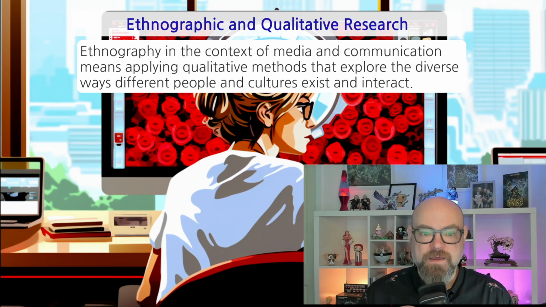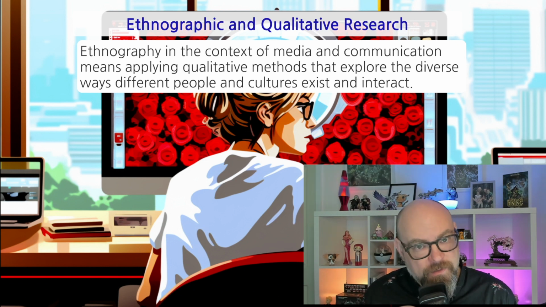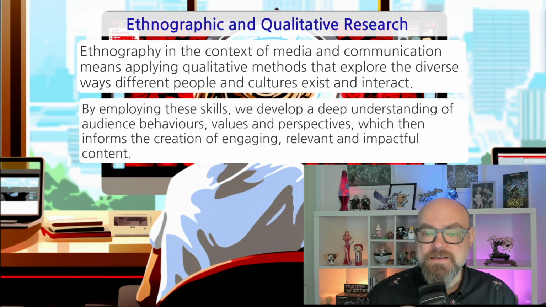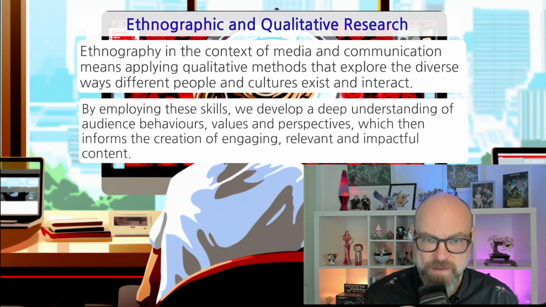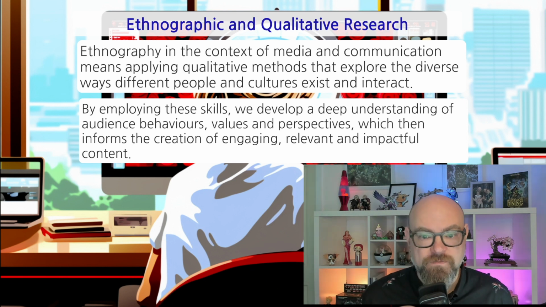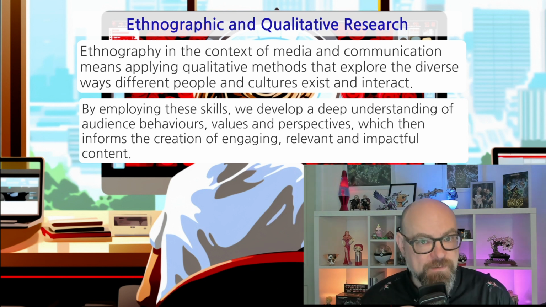Remember that the term ethnography in the context of media and communication means applying qualitative methods that explore the diverse ways of different people and different cultures, the way they exist and the way they interact. By employing these skills in creating media, we develop a deeper understanding of audience behaviors, values, and perspectives, which then informs the creation of engaging, relevant, and impactful content.